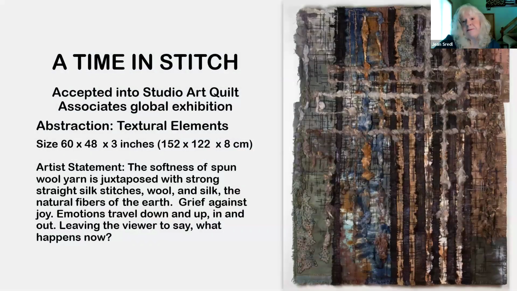This next piece is called Time and Stitch, and it just got accepted into Abstraction: Textural Elements. It's going to be shown in Germany at the Palatinate Museum in Heidelberg on September 15th. So we're very excited. The focus is the grid-like structure of the hand-spun wool that's couched onto the quilt.